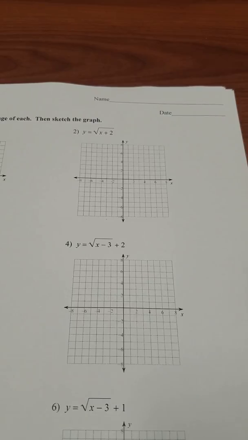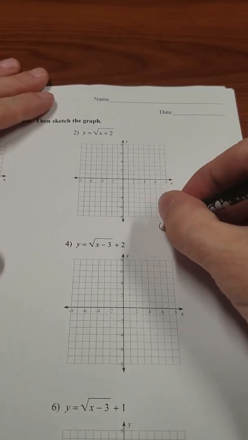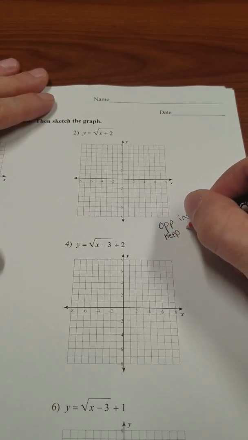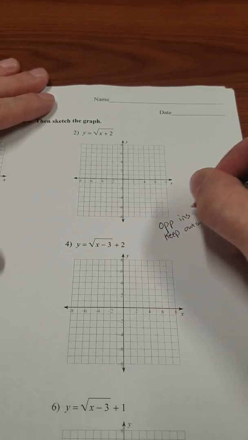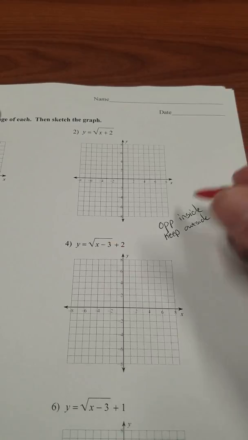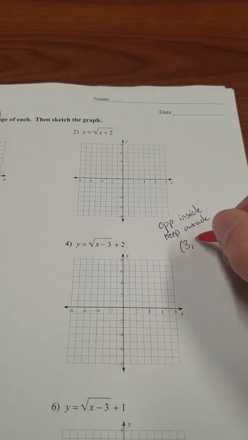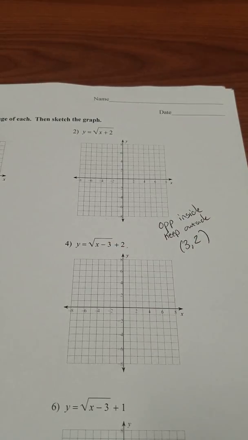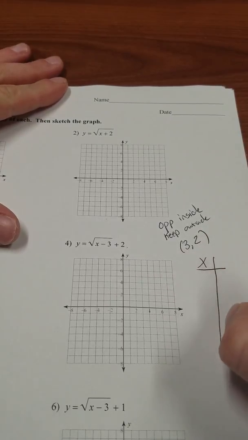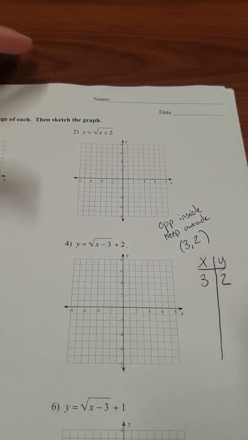The way that I look at this is I look at opposite of the inside, keep the outside. If you're used to doing equations, this is the same thing on everything. That's the same thing on doing quadratics, everything pretty much. So when we're looking at this, opposite of the inside is going to be positive 3, keep the outside positive 2. That tells you the starting point for these type of equations. So we're going to start at 3, 2.